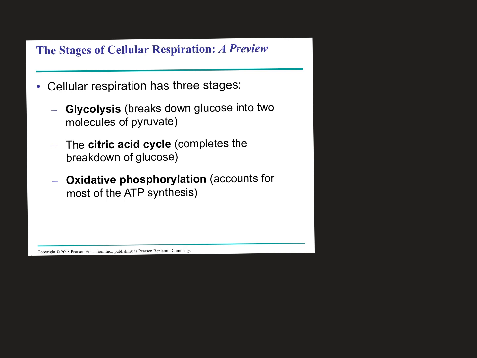Oxidative phosphorylation, it's called oxidative because oxygen is the final electron acceptor. In photosynthesis, it was NADP+ that was the final electron acceptor in that electron transport chain. In oxidative phosphorylation, the final electron acceptor is oxygen. That happens in the matrix of the mitochondria. The matrix is that inner space made by the inner membrane.